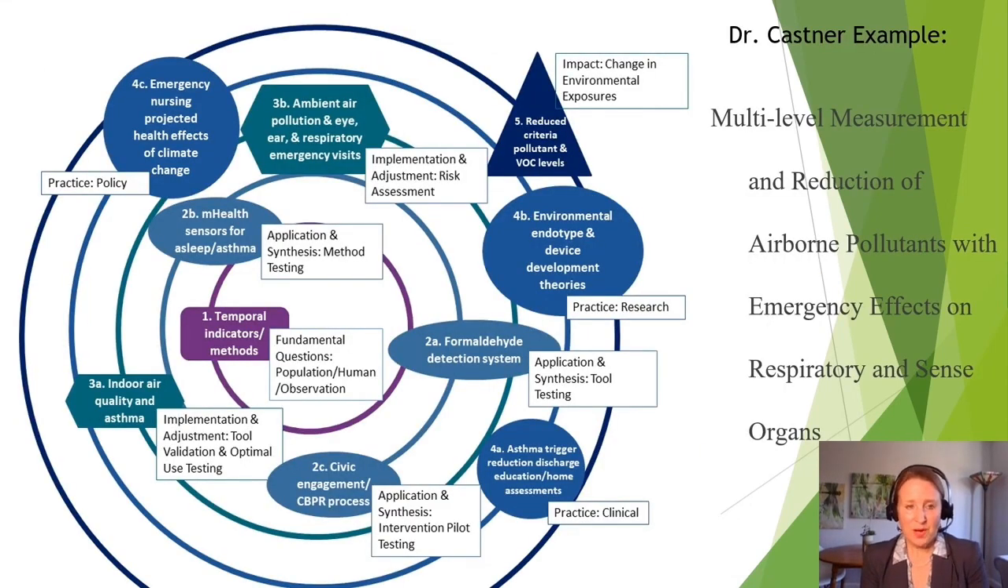This was an example from several projects in my research. In this case, I want to just point out that the sequential depiction didn't work well, the what came first, what came second, because there were many projects started long before and ended long after others, and there was a lot of cross-pollinating across disparate areas, which all really led to some impact. But just to point out, in translating that and individualizing the TRF to my work on multi-level measurement and reduction of airborne pollutants with emergency effects in respiratory and sense organs, I had to modify the process a bit.